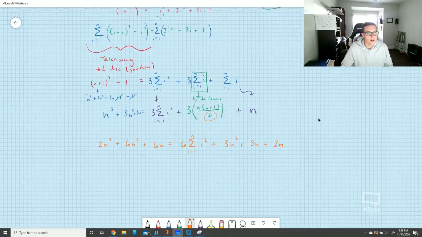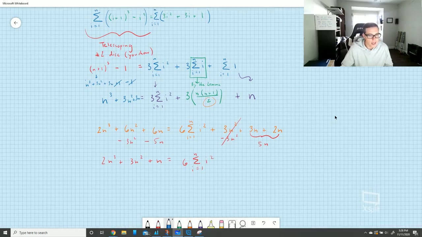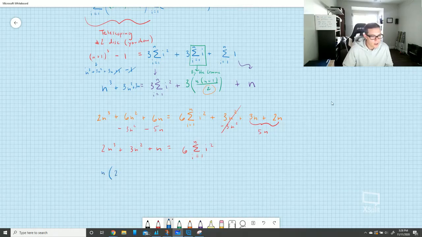All right, almost there. Get everything to one side and we're done. So I'm going to move the 3n squared over. I'm going to combine these together to get 5n, and then I'm going to move it over. So minus 5n. And we have 2n cubed plus 3n squared plus n equals 6 times the summation I equals 1 to n of I squared. The left can factor. I can take an n out, and then I can factor it as 2n plus 1 times n plus 1, and then divide by 6. And lo and behold, we have proved our result.